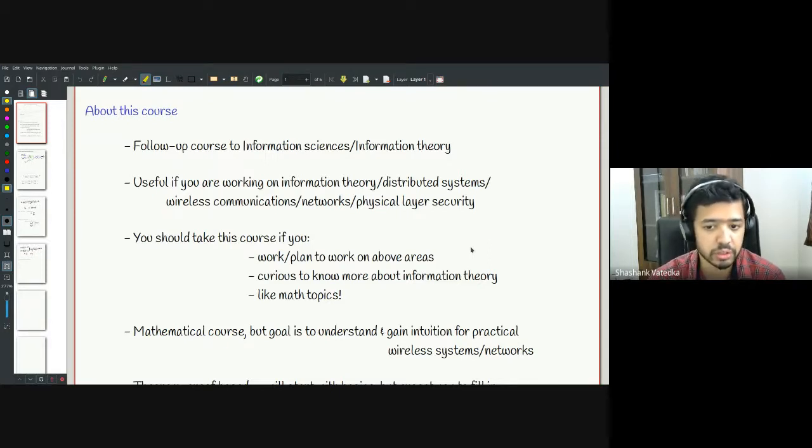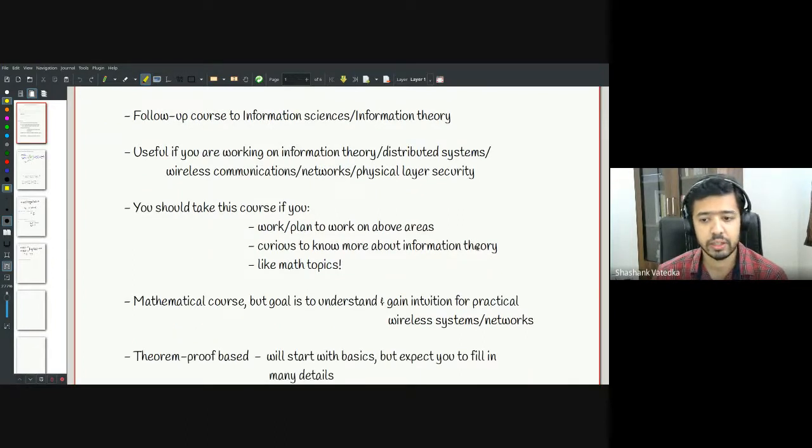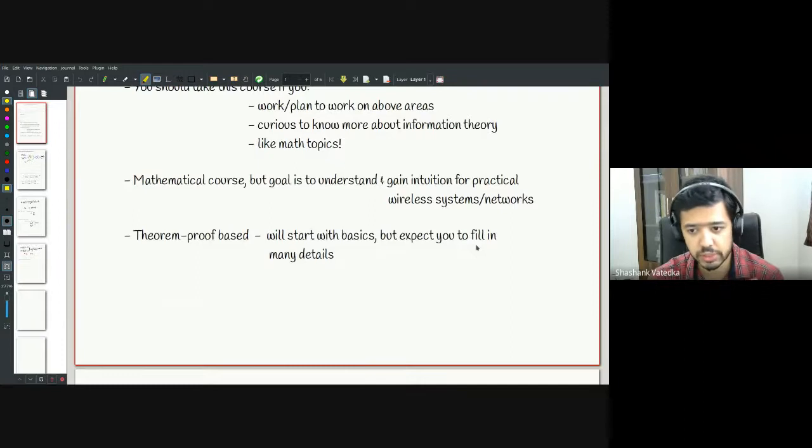But also if you're curious to know more about information theory, or even otherwise, if you just like math and like to see interesting problems, then this is a rich source of problems. So this will be a mathematical course. We will see a lot of theorems and proofs. And also the hope is that you develop the rigor to formally analyze a system. But the end goal is always to understand and gain intuition for practical wireless systems and networks. So how do you communicate reliably in the presence of interference and noise? Right. So we'll start from scratch.